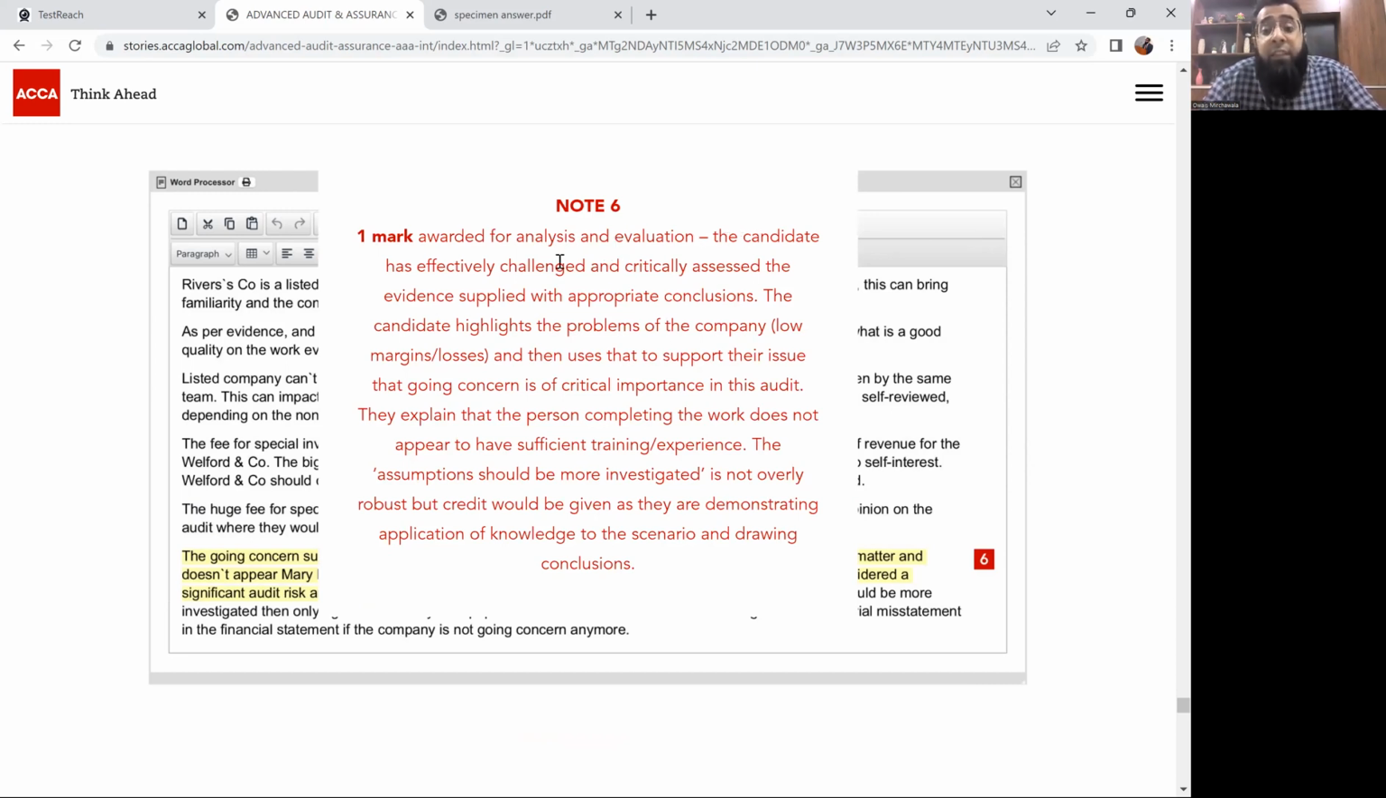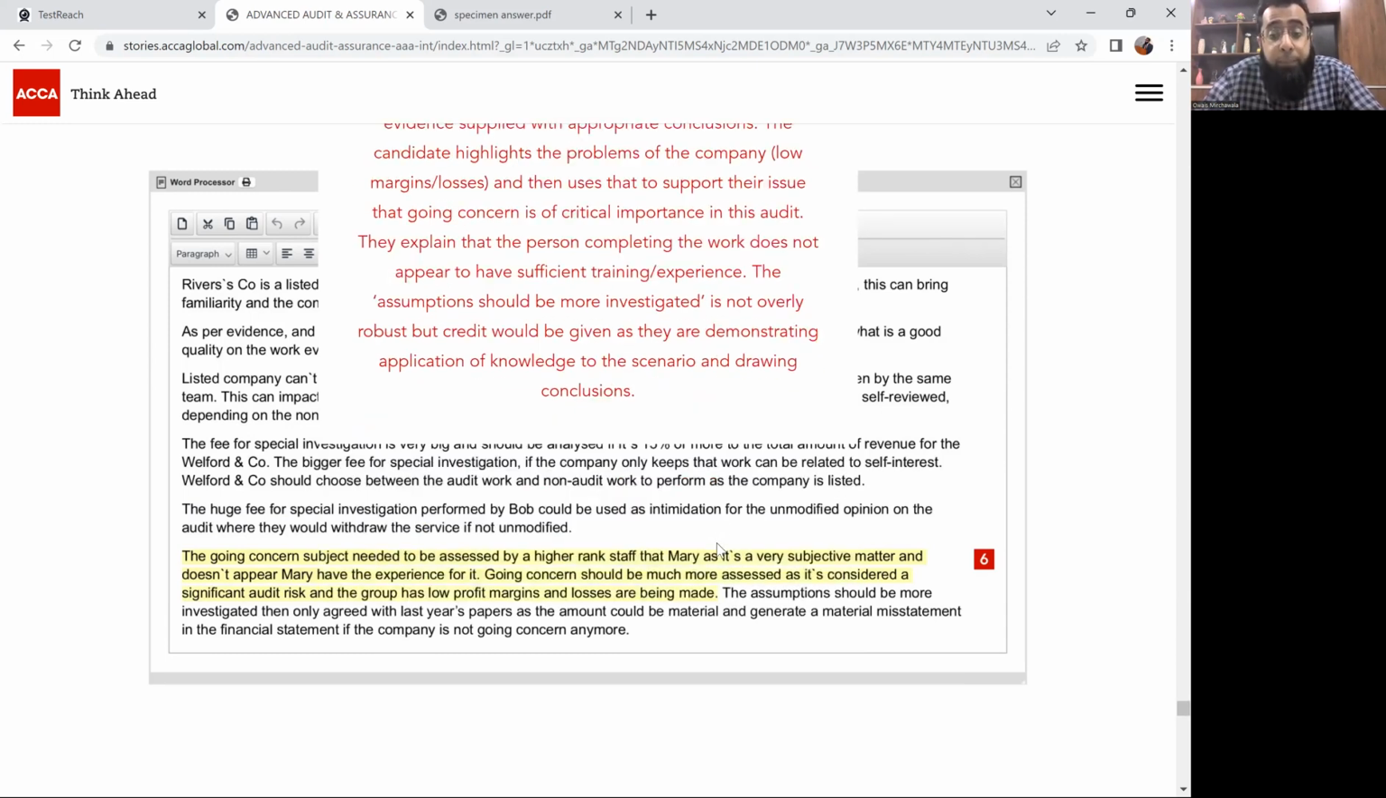The candidate has effectively challenged and critically assessed the evidence supplied with appropriate conclusion. Okay, that Mary only looked at the past year assumptions. The candidate highlighted the problem of low margin and then used it to support their issue that going concern is of critical importance. They explained that the person completing the audit does not have sufficient experience. The assumption should be more investigated, is not overly robust, but credit would be given as they are demonstrating knowledge of the scenario and drawing conclusions. So he was awarded 1 mark for it.